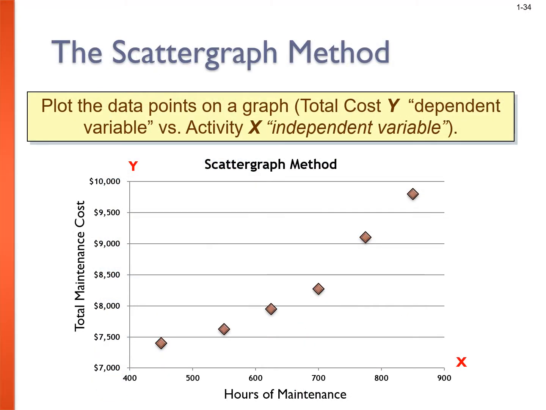So we plot all those points on a graph where Y is the dependent variable, the total maintenance cost, and X is the independent variable. So as the hours of maintenance change, the total cost, which is dependent on the hours of maintenance, will change as well. And we scatter or graph these so we can try to find a straight line, and that will help us predict the behavior of the mixed cost. So that's one method.